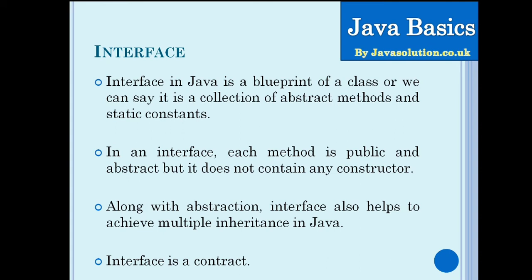An interface is a contract. So let's say you define one interface and all the clients know that this is an interface. If any company or organization wants to provide the implementation for that interface, they become a supplier for that interface. Then they need to provide the body for all the abstract methods, right?